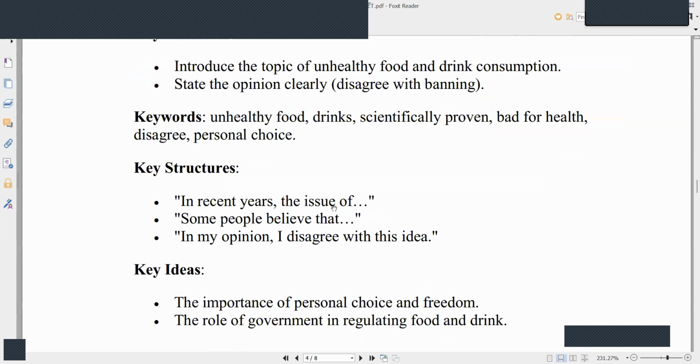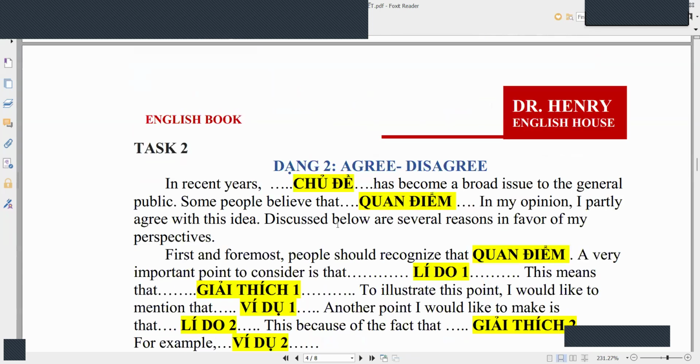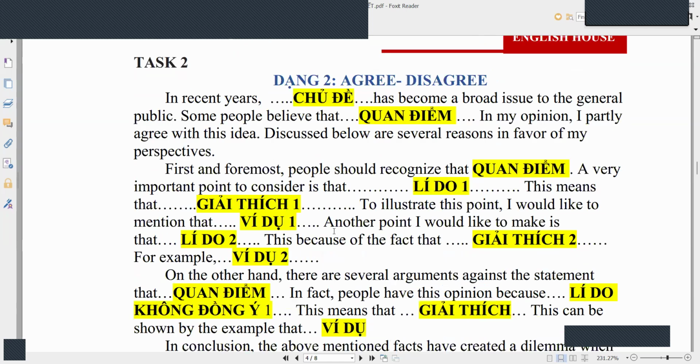Ở phần số 2 là phần task 2. Chúng ta sẽ nhận định đây là dạng agree or disagree. Và chúng ta có một cái phần template là bài mẫu: In recent years, chủ đề has become a broad issue to the general public. Some people believe that quan điểm. In my opinion, I partly agree with this idea. Discussed below are several reasons in favor of my perspectives.